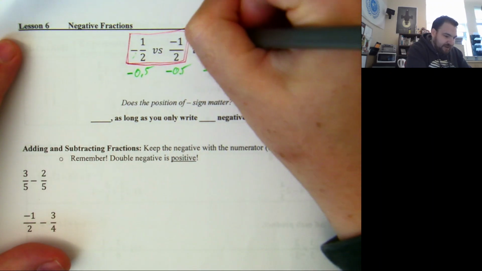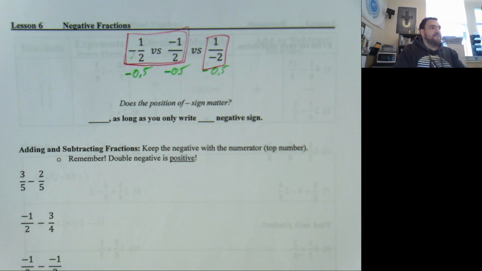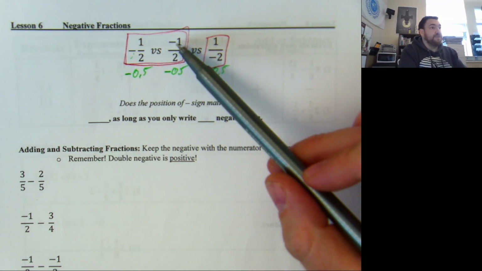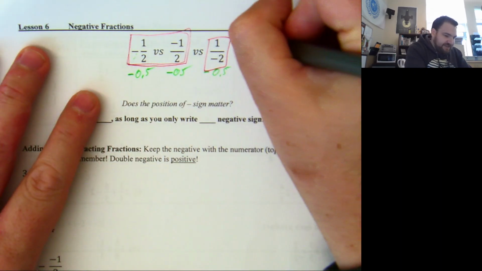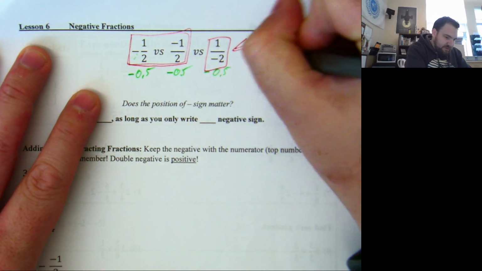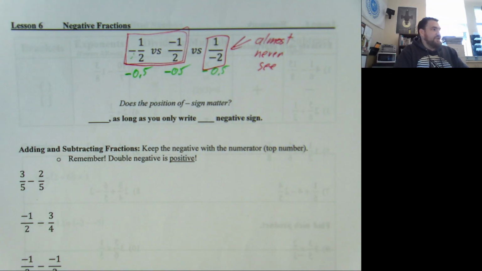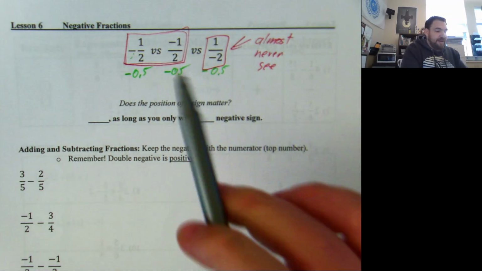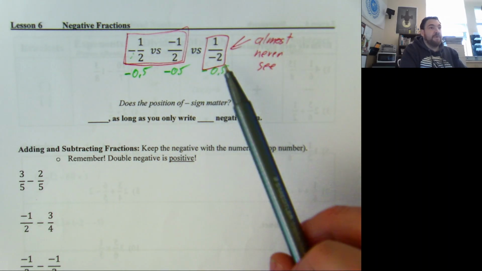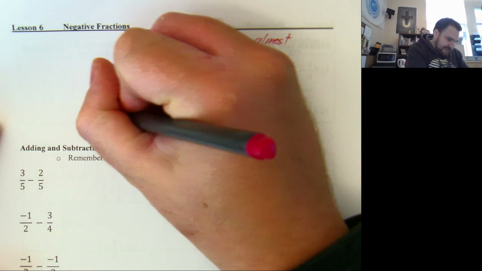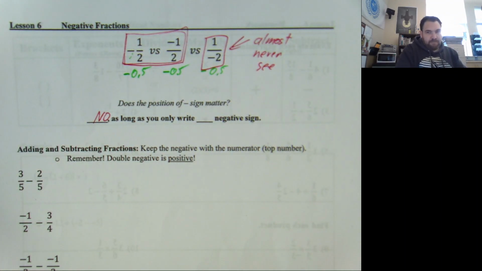This you will never see unless I create questions just to see if you guys are comfortable with it. In standard mathematics, negative signs will usually get absorbed into the numerator, or they'll get written out front. This you will almost never see unless someone just throws it at you to see what you'll do with it, like I may do. It's important for you to recognize they're all the same. This one is not a common way to write it. So, does the position of the negative sign matter? No. It does not, as long as you've only got one of them.